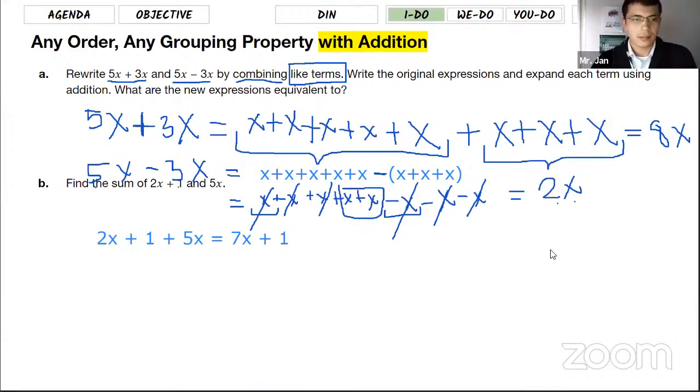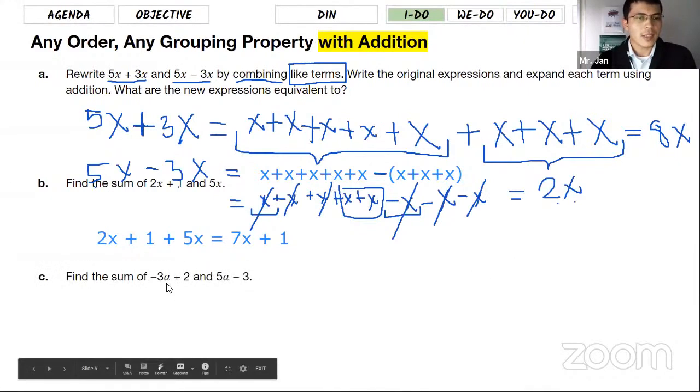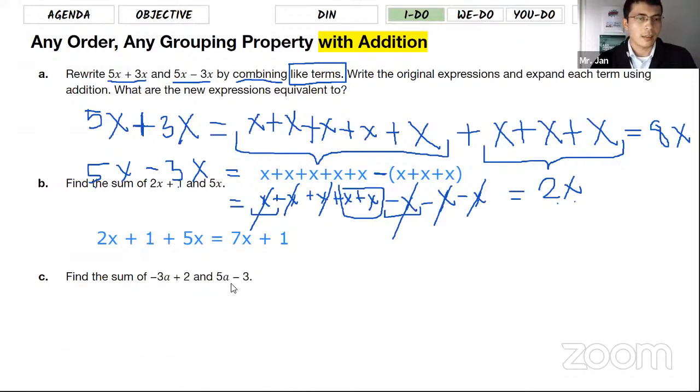And next, find the sum for these numbers. This time, negative numbers are coming in, so we have to be very careful when negative numbers come in. So for this one, for example, negative 3a means negative a, and negative a, and negative a, right?